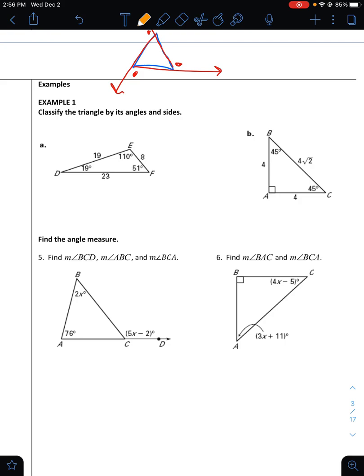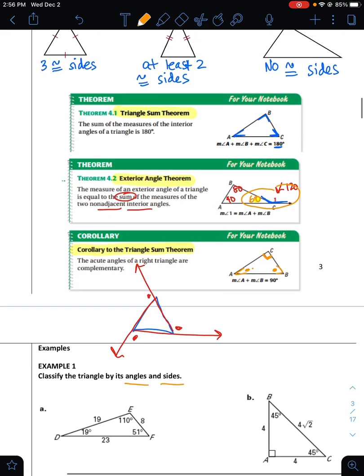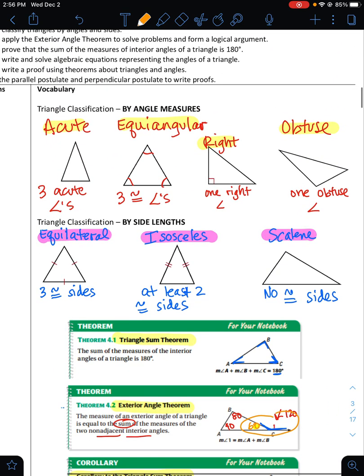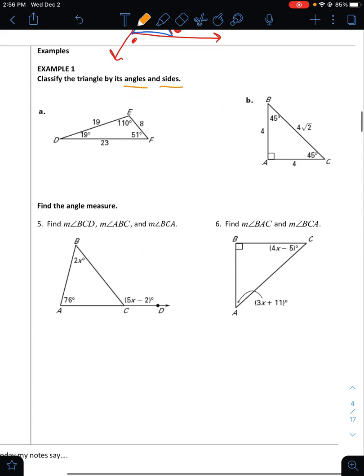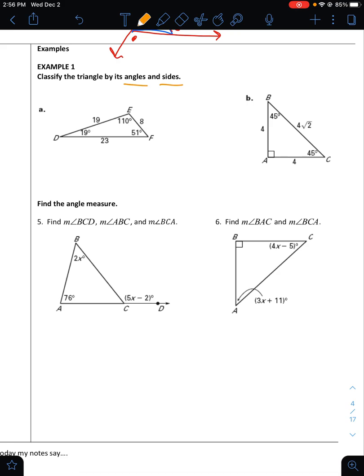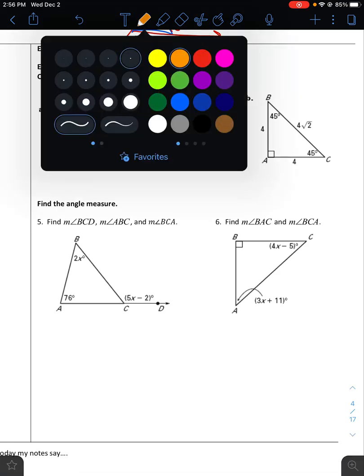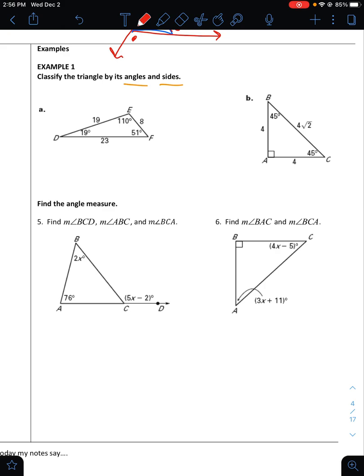Okay, classify the triangle by its angles and sides. I'd actually like you to pause the video and try this on your own. So when it says angles and sides, you need to use one of the 4 words for angles and one of the 3 words for sides. Okay, so this is just a vocabulary recognition question. So I'd like you to pause and then come back when you have your classifications.